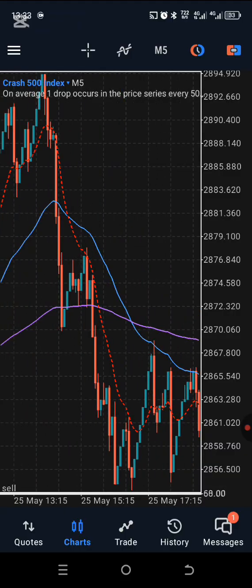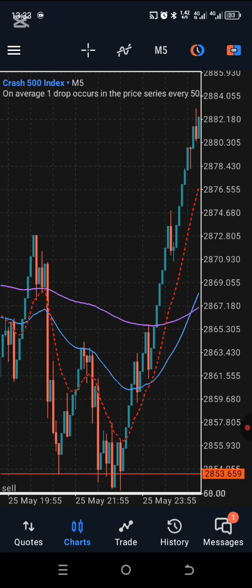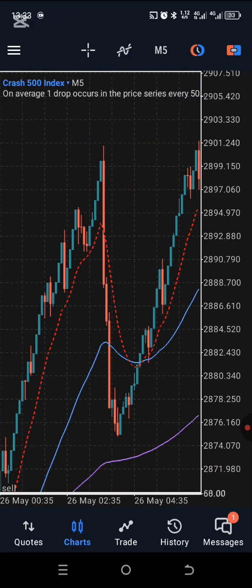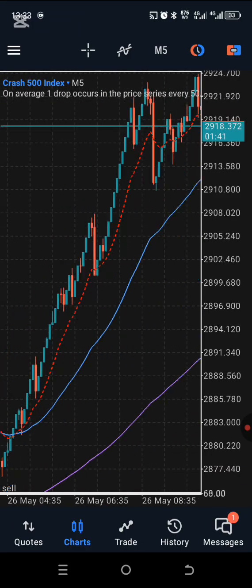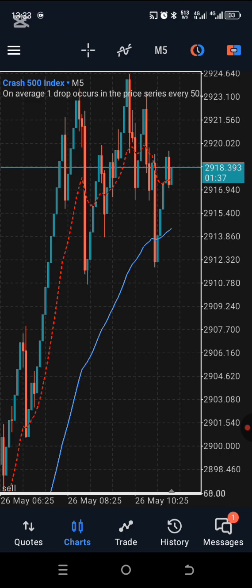And the 200 moving average is a little bit more complex. If you want to see how we're going to be using the 200 moving averages, because we don't enter the way that we've entered over here, then just comment in the comment section down below and I will create a video on that.